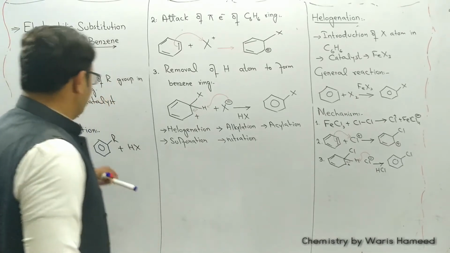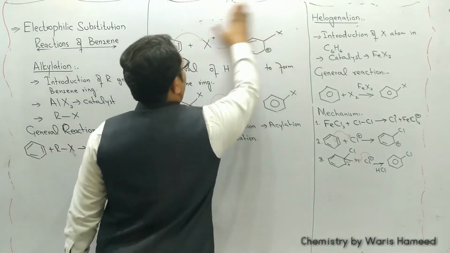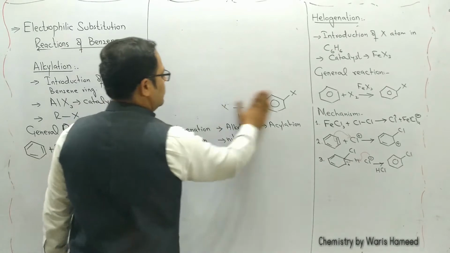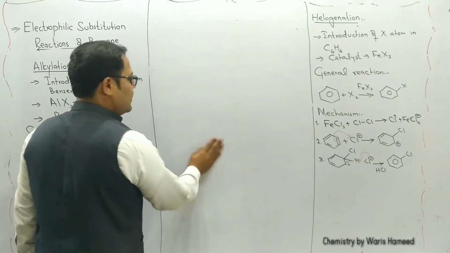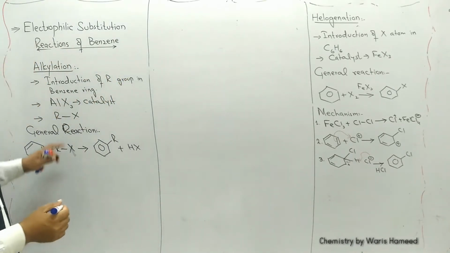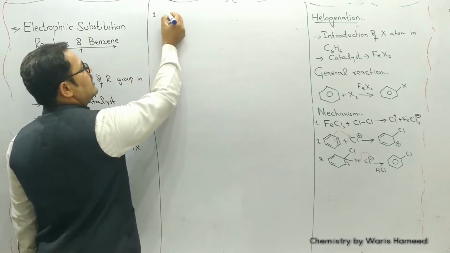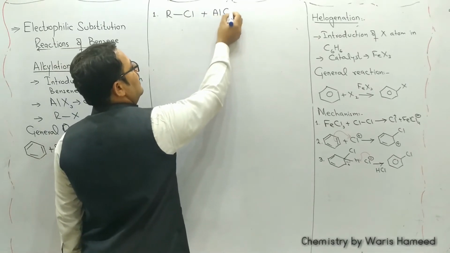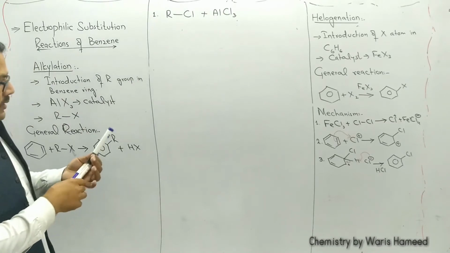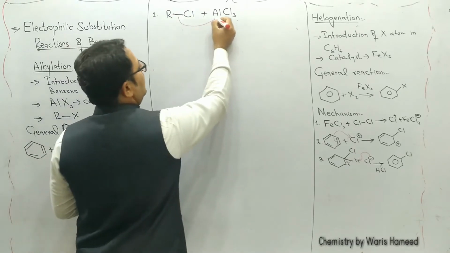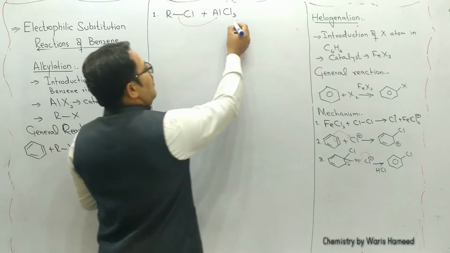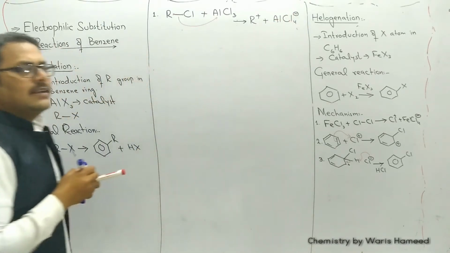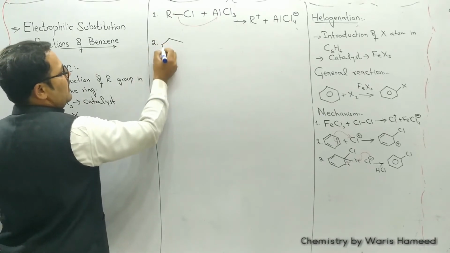In the mechanism, now we can see how it is replaced by the alkyl group. The first step is the formation of the electrophile, in which an alkyl halide, the alkyl chloride, will react with AlCl3, aluminium trichloride. The chlorine present in the alkyl halide will attack this aluminium, forming R positive, that's the electrophile, electron loving species, and AlCl4 negative.